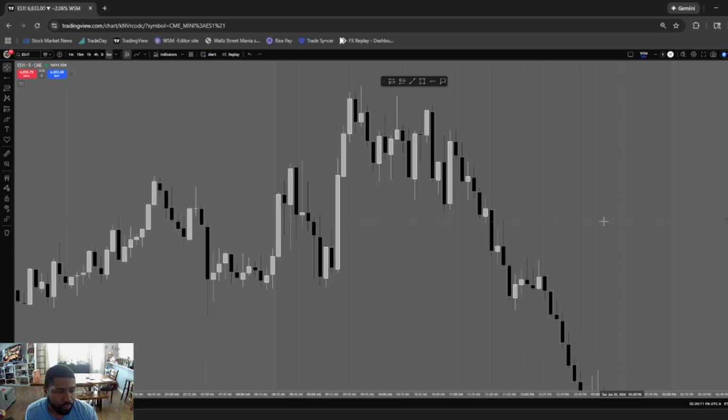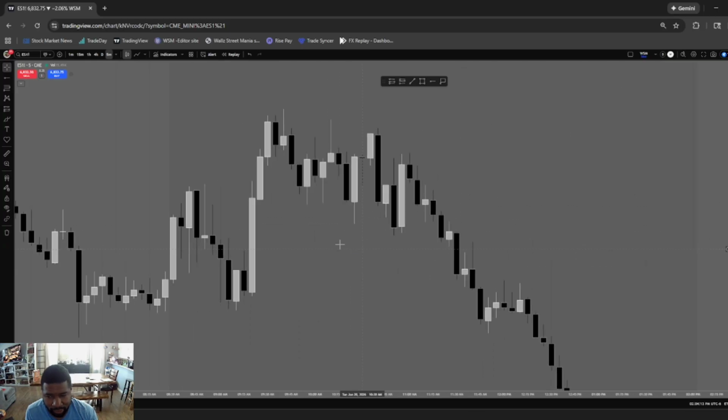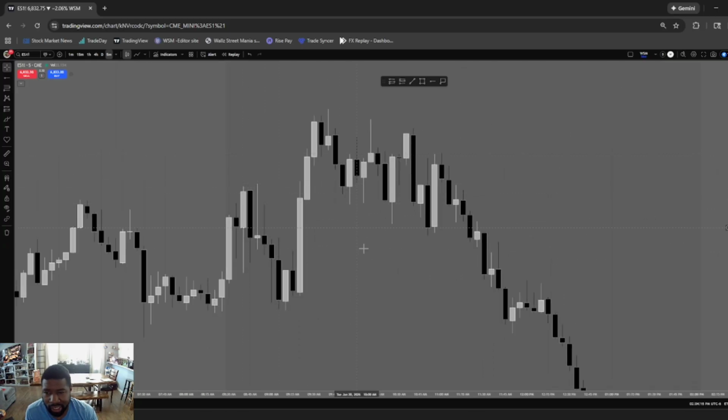So, number one, I want you guys to understand there are going to be external swing highs that you don't even have to question. If price goes up here and then goes down, you don't have to question if this is a high or not. You don't have to question if this is a low or not.